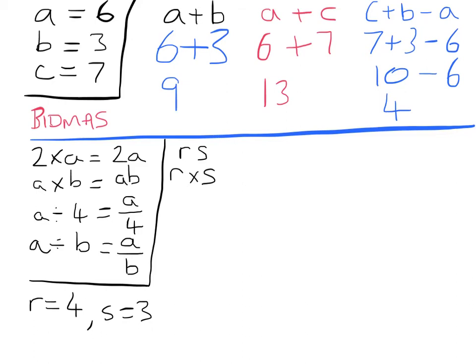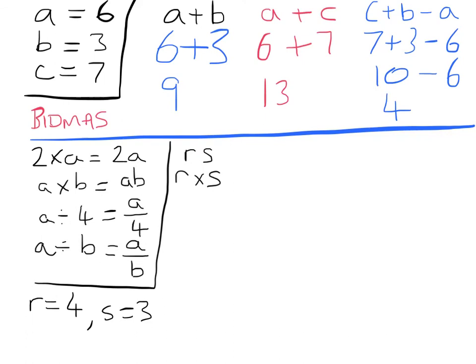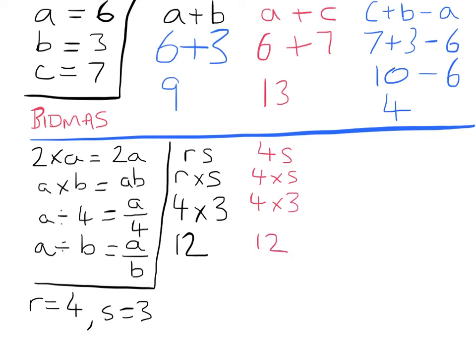We can say R is equal to 4, multiplied by S, which is equal to 3. Fantastic. 4 times 3, we know that's 12. Brilliant. Alright then, what about this? 4S. Look at our reminder again. 2A was 2 times A. So 4S is just going to be 4 times S. We know S is equal to 3. 4 times 3, again, equals 12. Fantastic. Alright then. Final example.